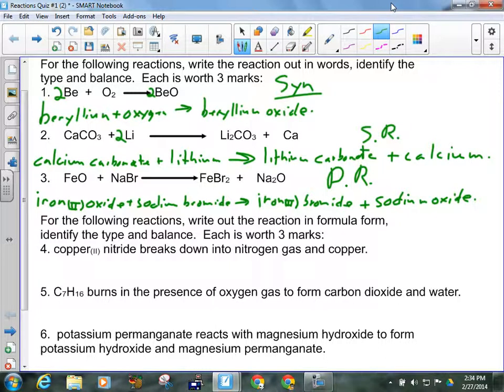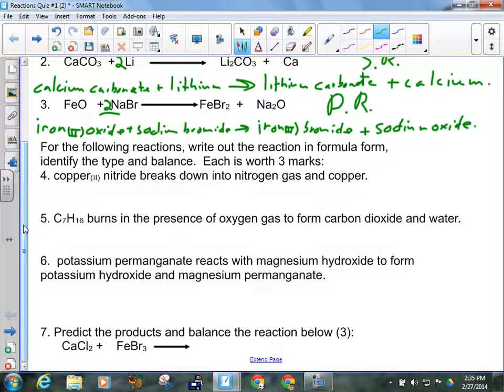And then we got to balance. Right now there's 2 bromines on the product side, but only 1 here. So putting a 2 there makes both the sodium and the bromine balance. So if they have a 2 there, give them their 3rd mark for that one. Okay, questions on the first 3? All right.